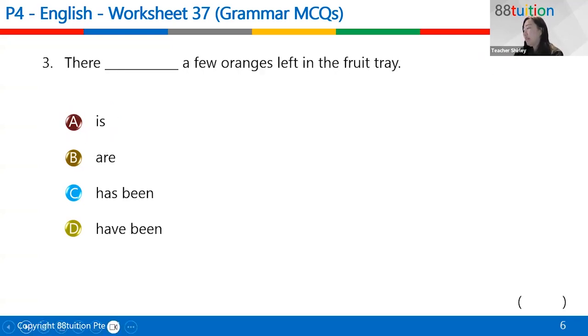There were a few oranges left in the fruit tree. Anybody? Grace? B. Yes. There are, simple present. These two are actually simple present tense. One is singular, one is plural. These two are your perfect tense.